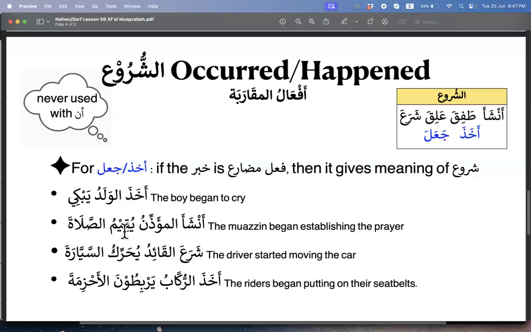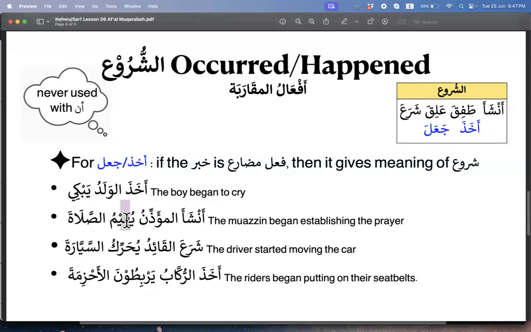Is this mudaf, mudaf ilayh? No, not mudaf ilayh. Yuqimu salata. Is this an ism? No, it's not an ism. Yuqimu is fi'il mudari with fa'il huwa, and salata is maf'ul. Exactly. If this was an ism as the khabar of ansha'a, then it must be mansub, right? This is clearly dhammah. So this is fi'il anyway, yuqimu.